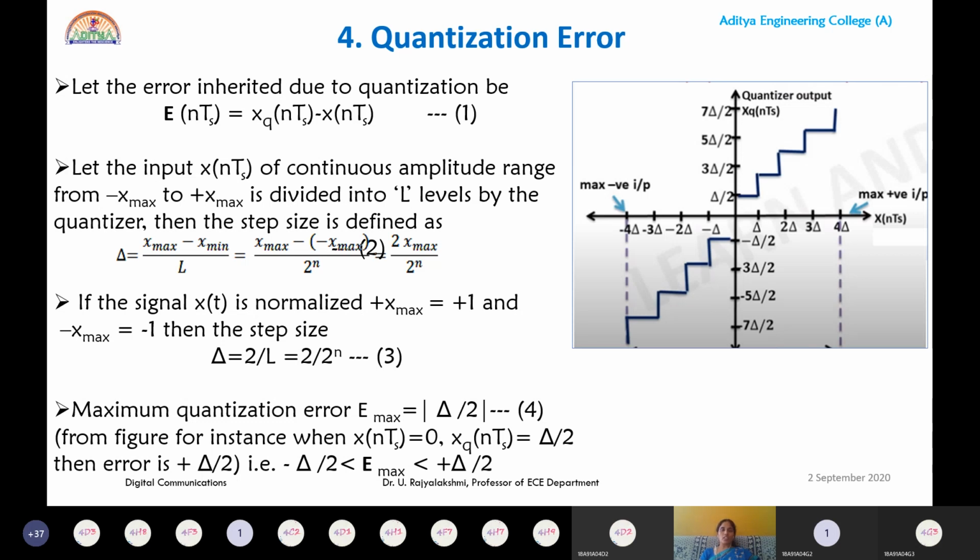One more thing you should remember here is that we are going to calculate the SNR for a PCM system under a normalized input signal. So what are the assumptions? The positive extremity magnitude is equal to 1.